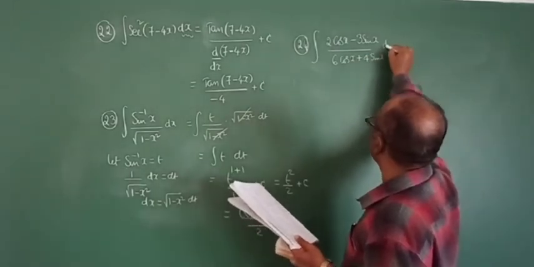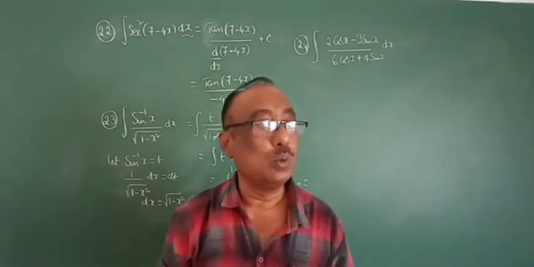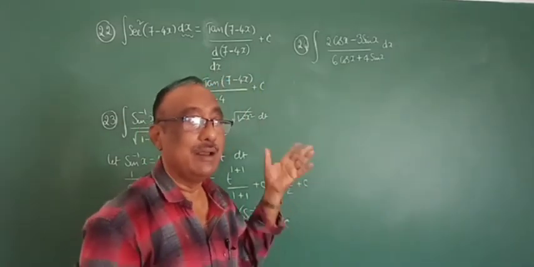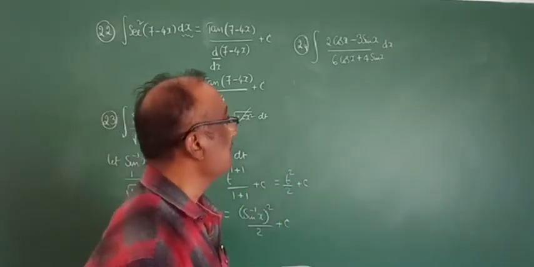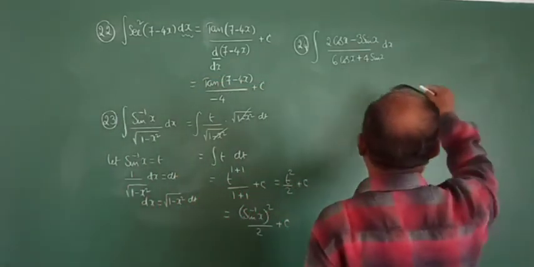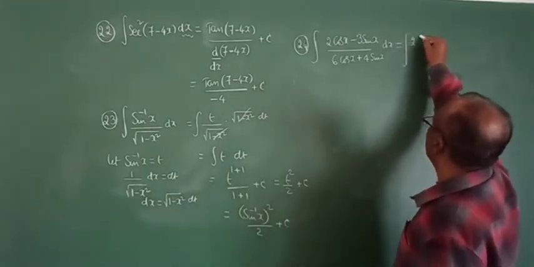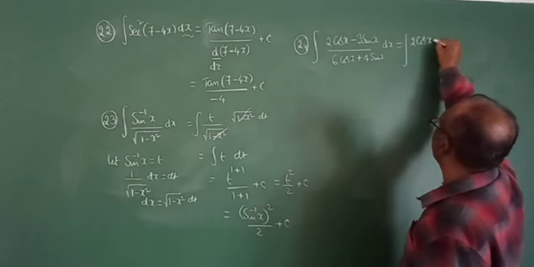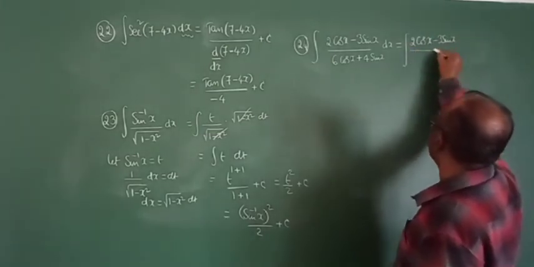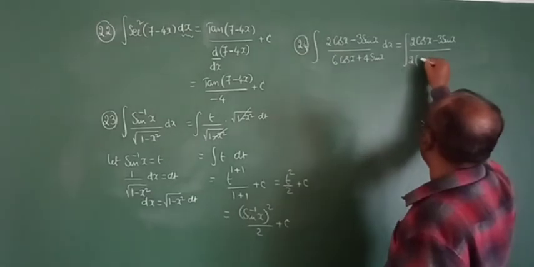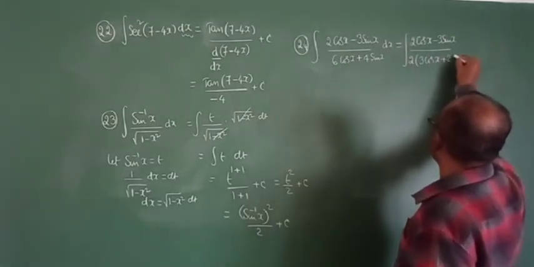Here I am observing one point: in the denominator, 2 is common. So first take 2 common in the denominator. The numerator is 2 cos x minus 3 sin x. The denominator is 2 common times 3 cos x plus 2 sin x.